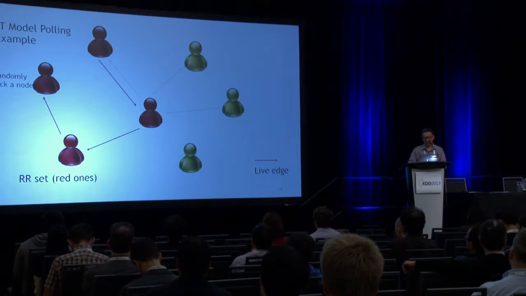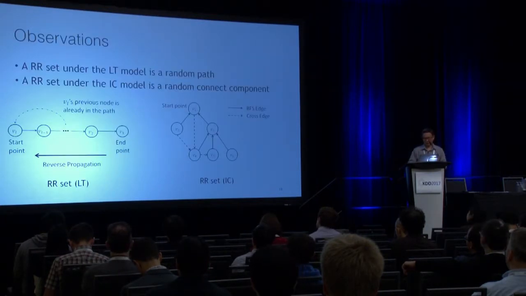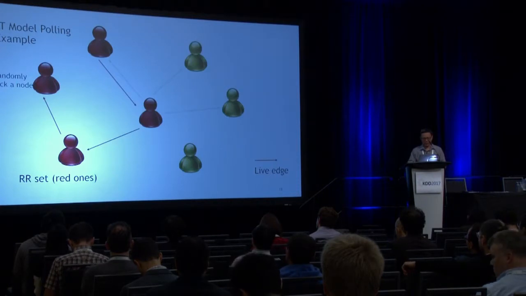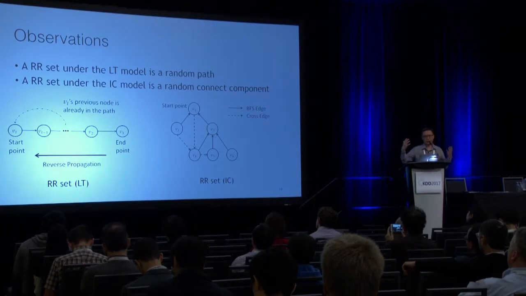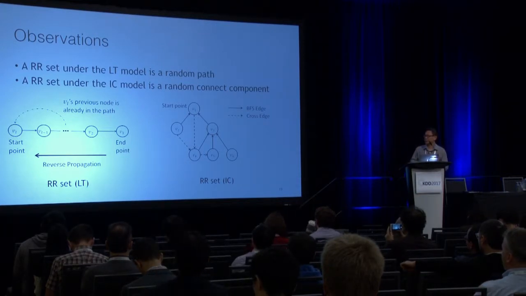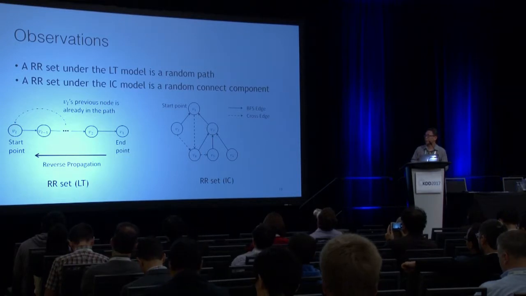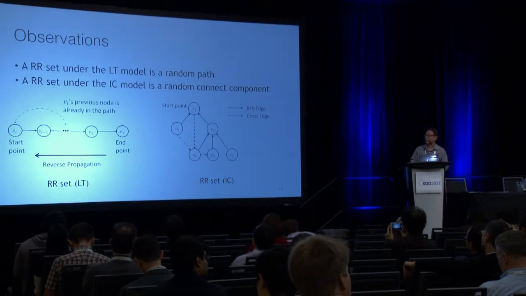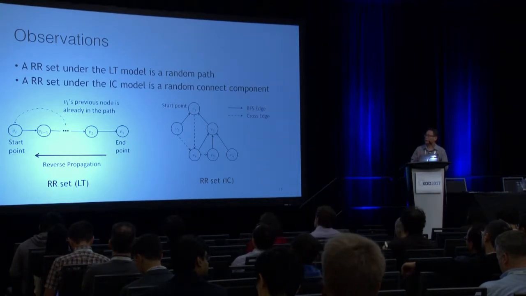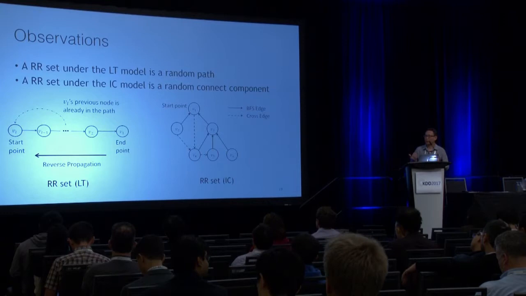If you use the independent cascade model, then you look at all its ancestors in the network. So the observations here are: an RR set under the LT model is indeed a random path, and an RR set under the IC model is a random connected component.